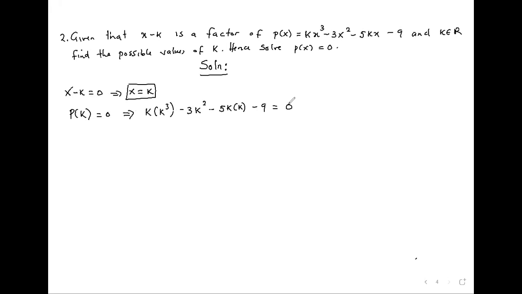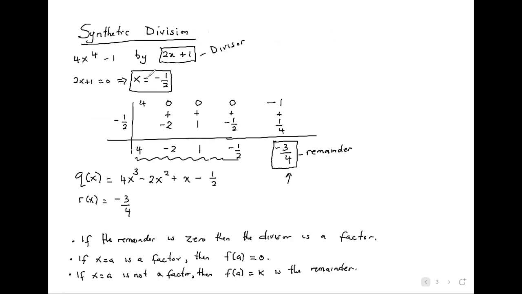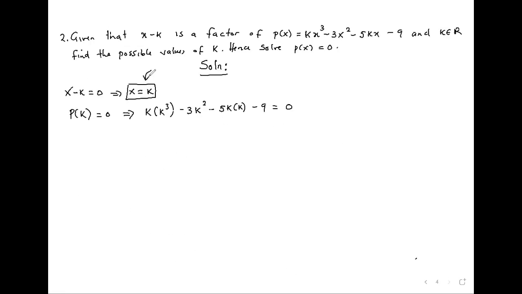So whenever there is x, we take k, because we have found that x is equal to k after equating x minus k to 0. And we are told that x minus k is a factor. So that's what we do there, getting from this definition of a factor equal to 0. This means we now have k to the power 4 minus 5k squared minus 3k squared. We add these and get 8k squared minus 9 is equal to 0.